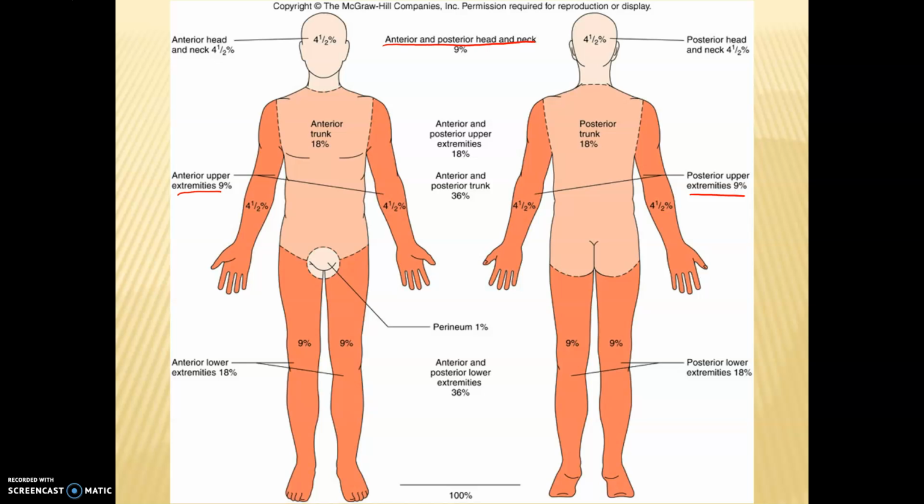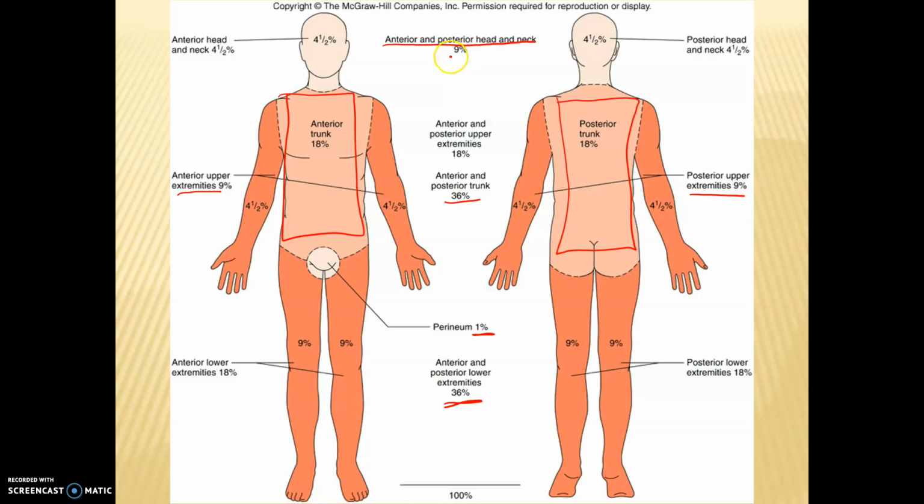The anterior and posterior trunk, so our abdomen over here, is going to be 18%. So that's still an equivalent of 9, but together that makes 36. And then each of our lower extremities is going to be 9%. So one leg is 9%, the other leg is 9% in our anterior, and our posterior, same thing, making another 36%. The last 1% is going to be our peritoneum, which is just 1% there.